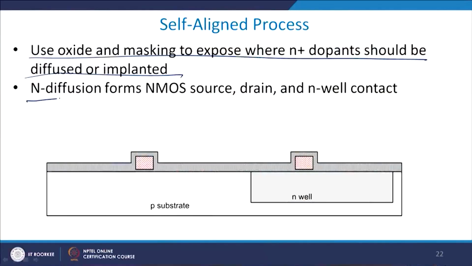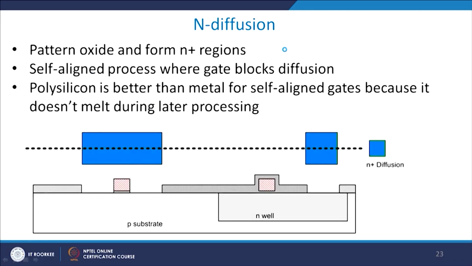Now, N diffusion forms an NMOS device, of course, and if you want a p type device, you will have p type diffusion, and therefore you will have the N-well contact, and source and drain available with you. We also use the N diffusion, as I discussed with you. These are actually self aligned processes where the gate blocks the diffusion. The gate will typically be polysilicon; you put your diffusion from outside and the gate will block it from going inside just below the gate.